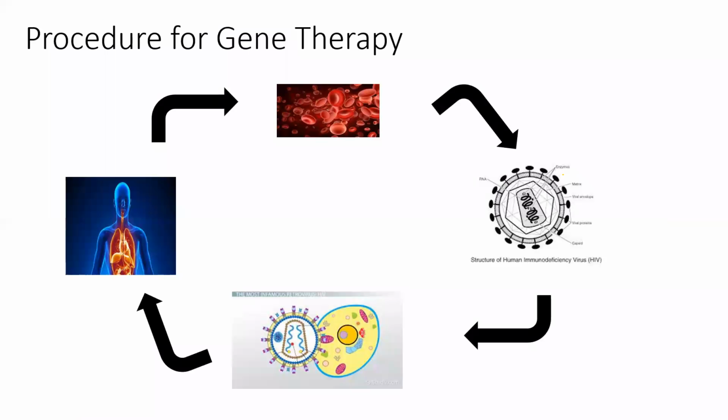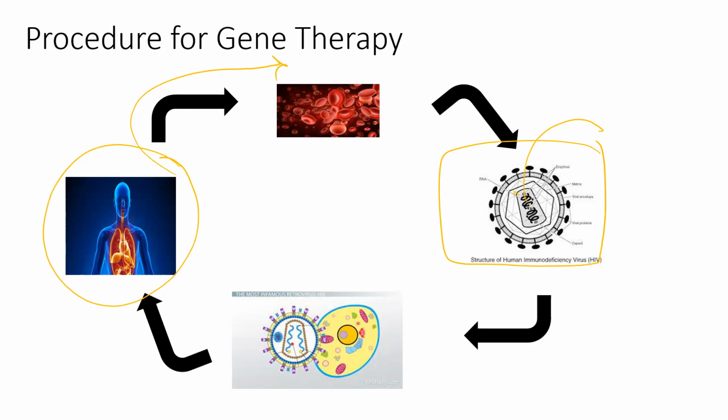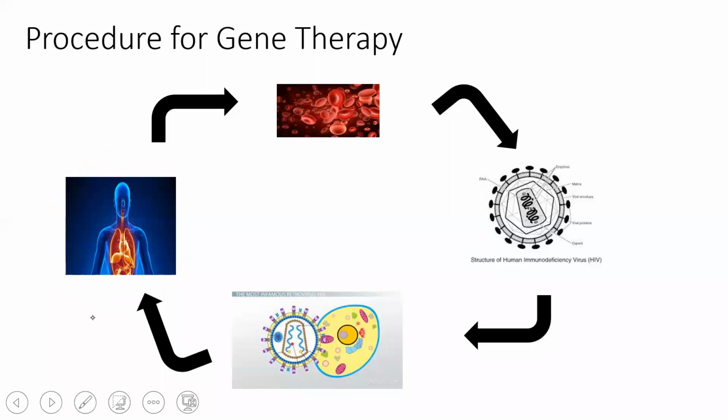So let's look into the procedure for gene therapy. I've explained it before also, but for easy understanding, I'll explain again. This is the human body here. We take the lymphocyte cells, the blood cells, from the human body, and then we have this retroviral vector. The genome is removed from the retroviral vector and we insert the gene of interest. Here, our gene of interest is ADA. We insert the ADA gene into the viral vector.